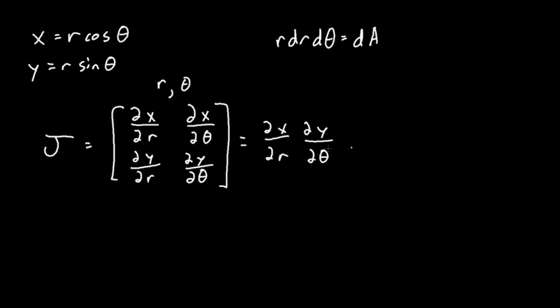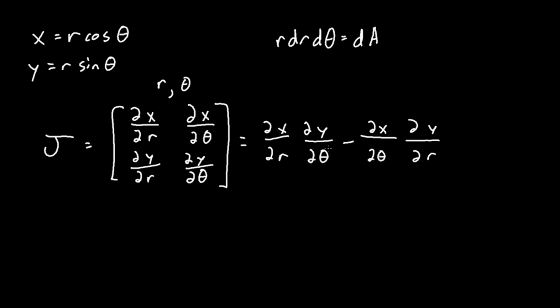Then what you want to do is subtract the other cross multiple, or side of the determinant of your Jacobian. So after multiplying the top left with the bottom right, you multiply the top right with the bottom left, and then you get partial x partial theta times partial y partial r. So this is the general formula for your Jacobian in two variables.